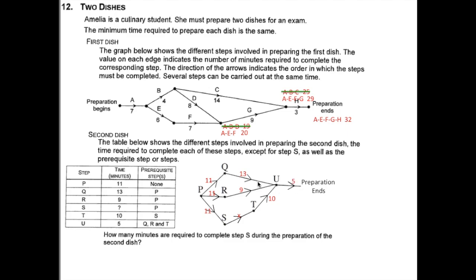Notice 11 plus 13 is 24, plus 5 is 29. So that's shorter than 32, so we're not going to use that route. 11 plus 9 is 20, plus 5 is 25. Shorter, so we can't use that. Now we're told that these 2 preparations must be the same length. They must be 32. 11 plus 10 is 21, plus 5 is 26, and we would have to add 6 to get to 32, so X must be 6. So we're saying P to S to T to U is 26 plus X must be equal to 32. Subtract 26 from both sides, so X is 6.